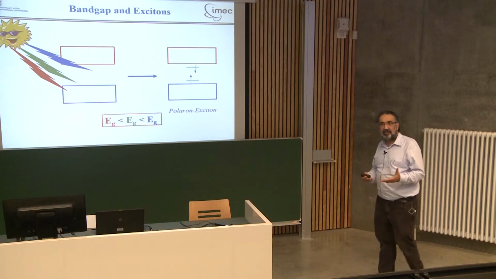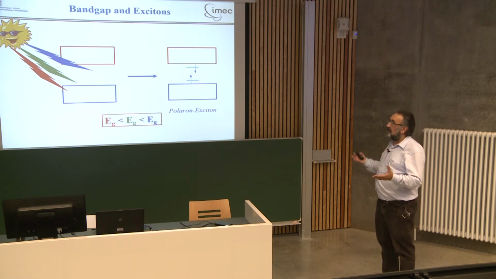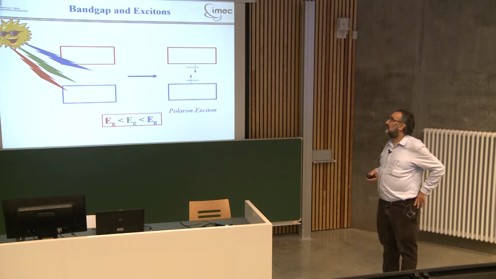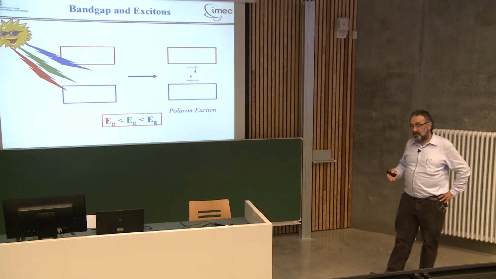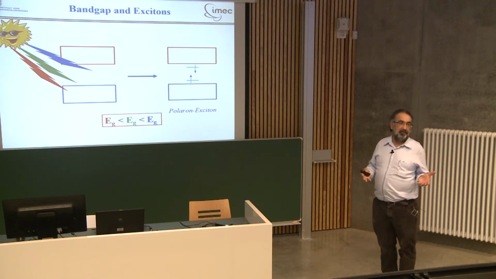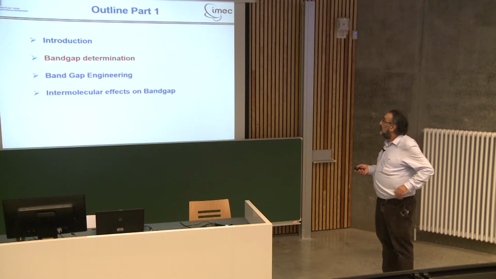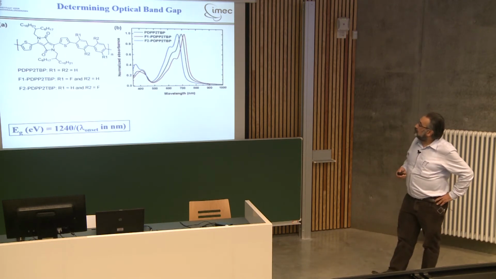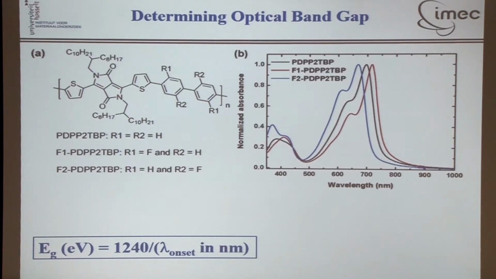So the band gap is a very critical concept in understanding and describing the behavior of these materials. So that's mostly also the first thing that one determines if one has a new organic semiconductor or a new conjugated polymer. What's the band gap? So how can you determine that? Well, actually there are two approaches. The most simple one is just looking at the absorption spectrum.